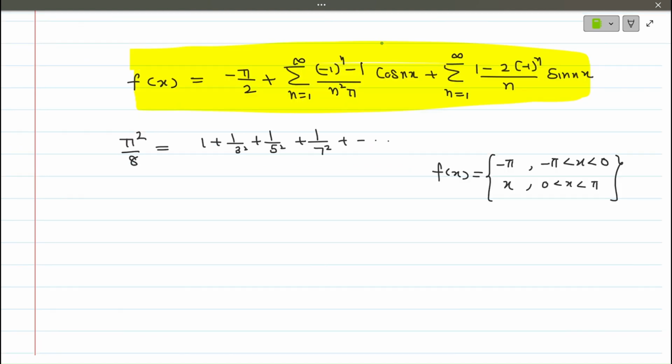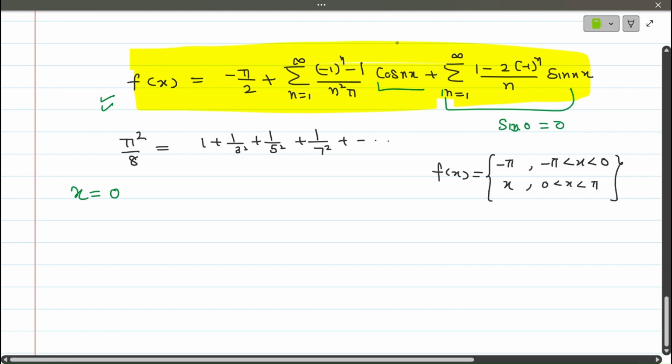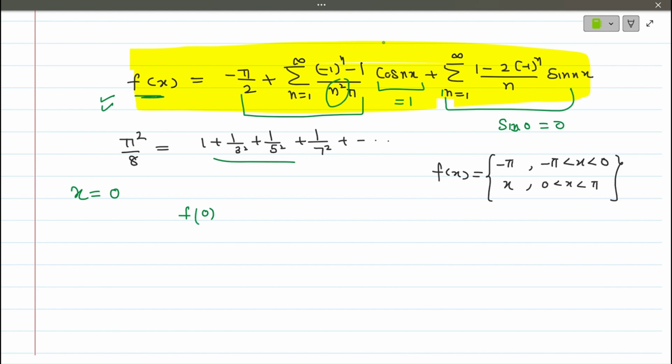Now we need to prove this deduction. Pi square divided by 8 is equal to 1 plus 1 upon 3 square plus 1 upon 5 square, and so on. For this we will put some particular value of x from which we can find this series. Okay, so if we put x is equal to 0 in this Fourier series expression, the last term of this expression becomes 0 because sine 0 is equal to 0 and cos 0 is equal to 1. We are only left with this expression. Here the denominator is n square, so we can find this series from here. Okay, so we have to put x is equal to 0 in this expression. For that we need to find the value of f of 0 because the left hand side will be f(0).